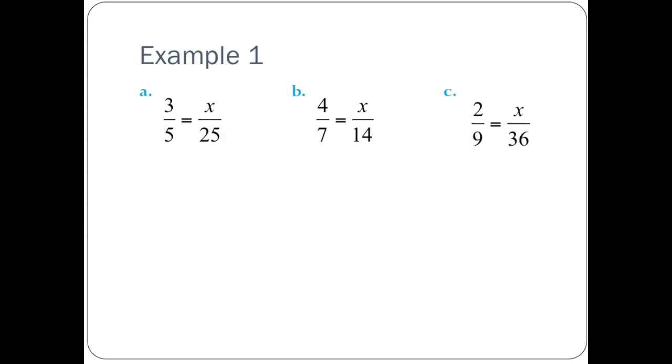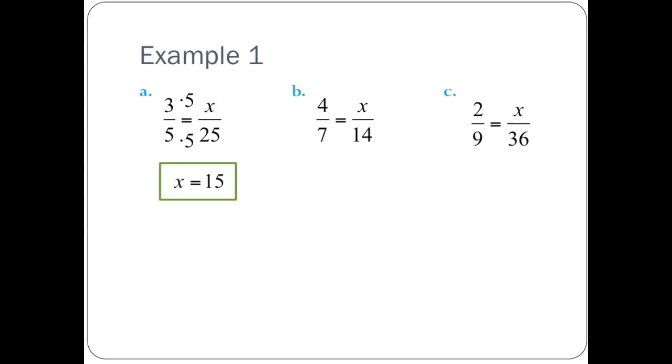Now in each of these, if you were asked to find x, how would you do it? Well, you might say, look at the denominator and look what I'm multiplying the denominator by, and I'm going to do the same thing to the numerator. So for this first one, we multiply by 5 to get 25, so I'm going to multiply the top by 5 as well, and that will give me 15.